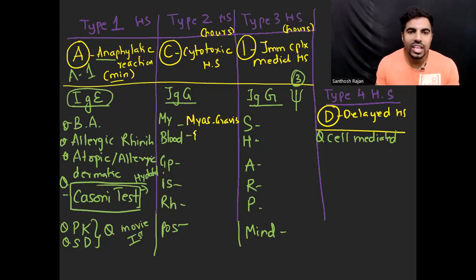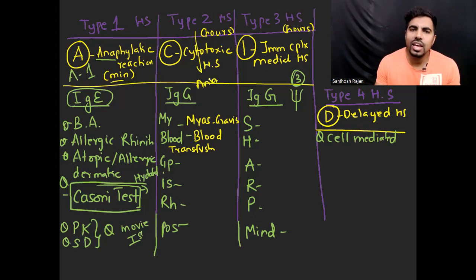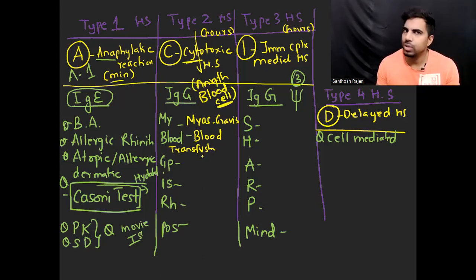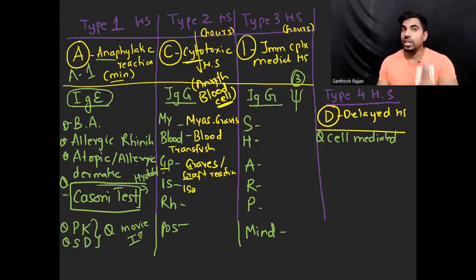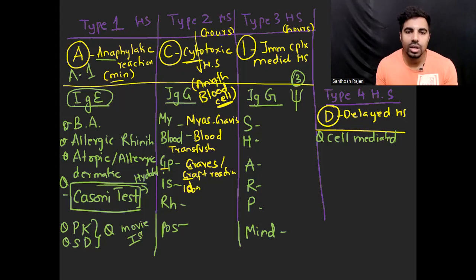B for blood. Any blood transfusion, type 2 is for anything related with the blood cells. That is why they call it cytotoxic, because it is always related with the blood cells. G for Graves disease. Myasthenia gravis, Graves disease. Also graft versus host reaction, we will talk about it later. Especially the acute and hyperacute graft reactions come in type 2. And I is for idiopathic thrombocytopenic purpura.